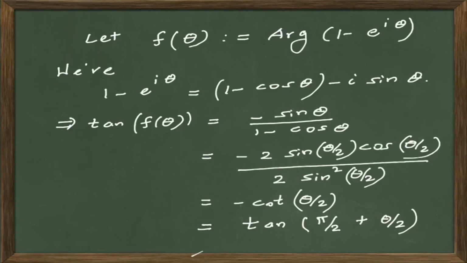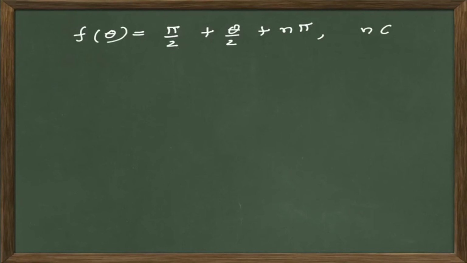From this equation, it is tempting to conclude that f of theta is equal to pi by 2 plus theta by 2, but this may not be true since the function tan is not injective on the real line. But we can surely conclude that f of theta is equal to pi by 2 plus theta by 2 plus n pi for some integer n.